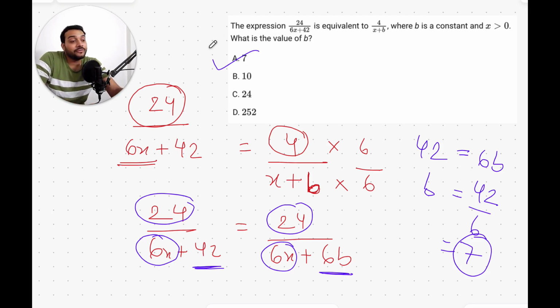And you'll find a lot of such questions coming with the topic equivalent expressions on the SAT. Okay, so make sure you practice these questions well.